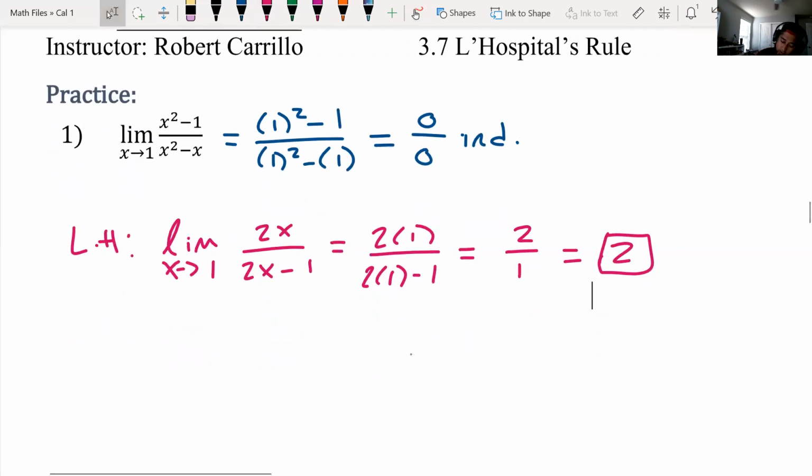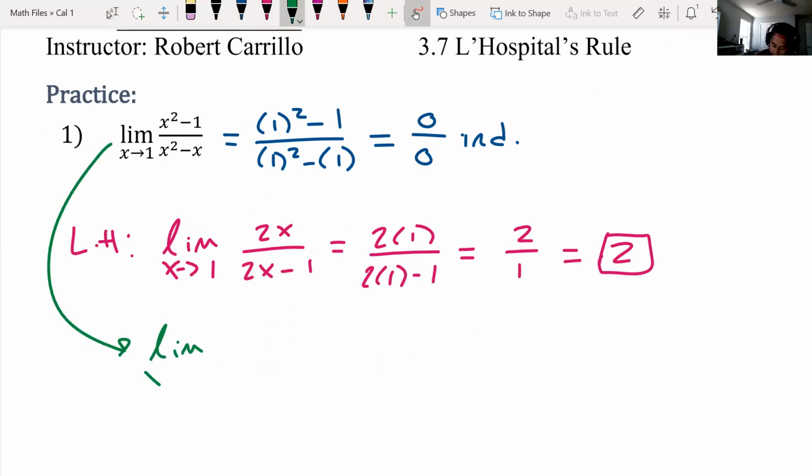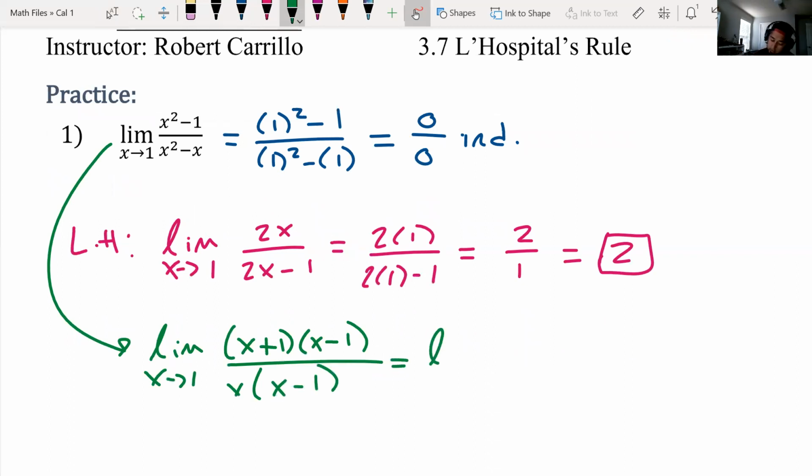All right. But remember that I think this can also factor to x plus 1 times x minus 1 over x times x minus 1. And then cancel, and you get x plus 1 over x. And if you plug in 1, you get 2 over 1, which is 2. Okay.